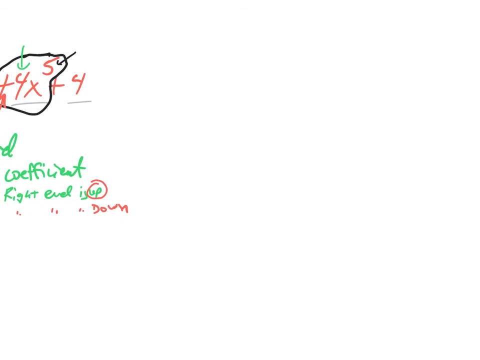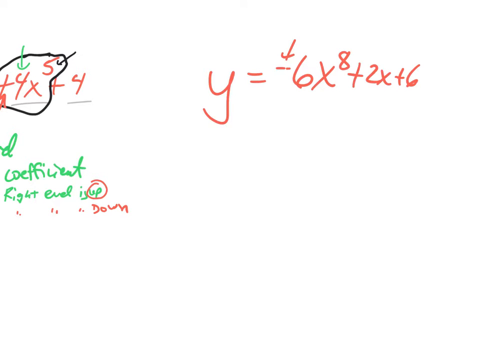Let's do another one. Y equals negative 6x to the 8th plus 2x plus 6. That negative right there tells me that the right end is doing what? Going down. So if I had to make a sketch of it, I know it ends going down. It's kind of like a story that has a sad ending.